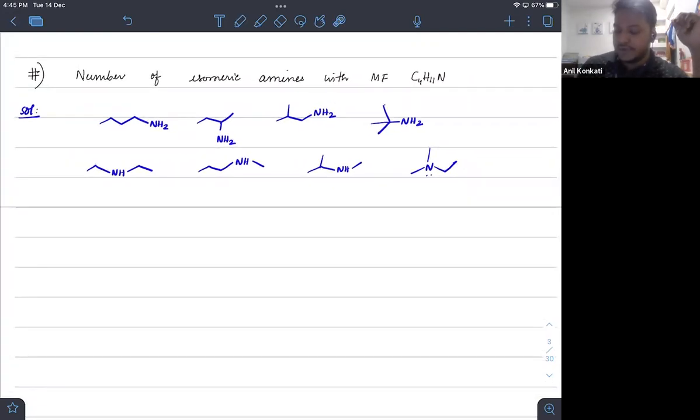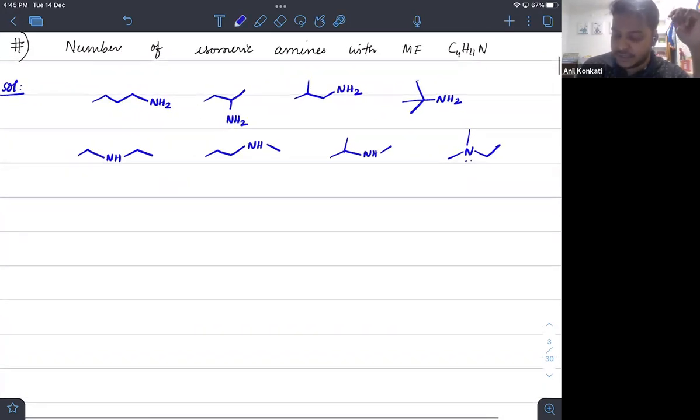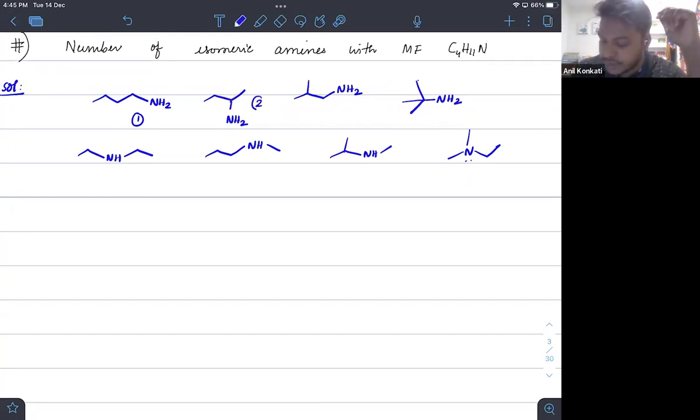So if nothing is mentioned, take the stereoisomers as well. So you can see there is no chiral center here. This is a chiral center, correct? So since this is a chiral center, we can expect there are two compounds here. This is only one compound here. And this is also only one compound here.